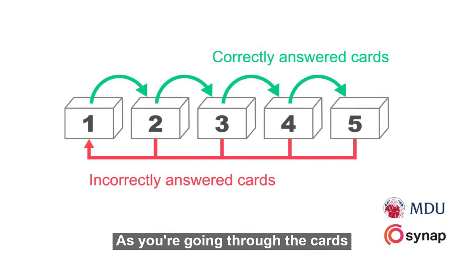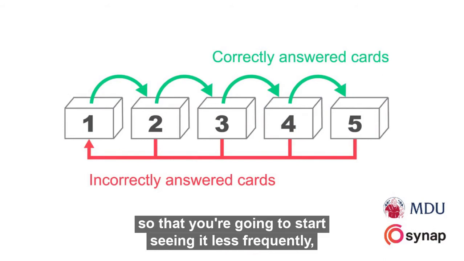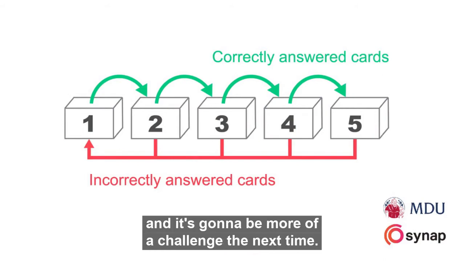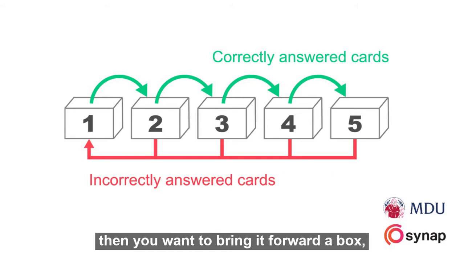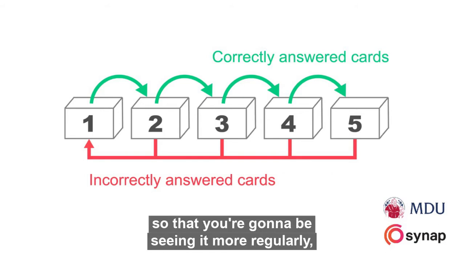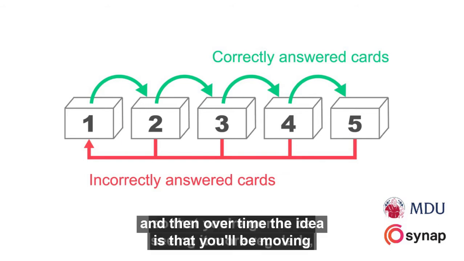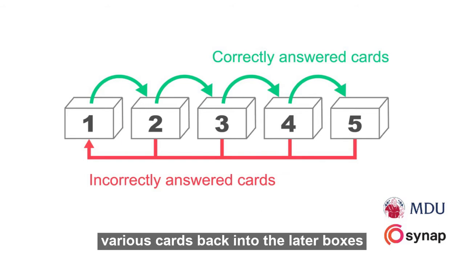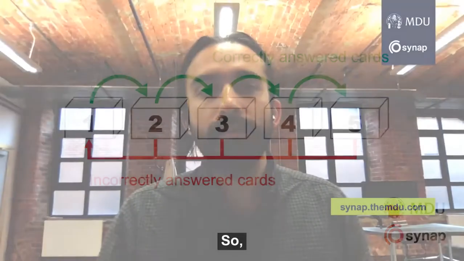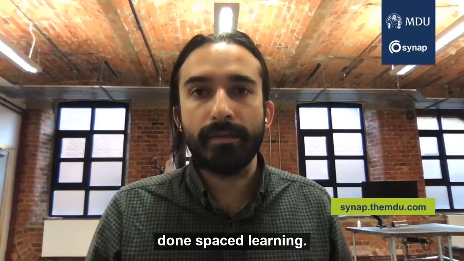As you're going through the cards that you've got to practice, if you answer a question correctly, you want to move it back a box so that you're going to start seeing it less frequently and it's going to be more of a challenge the next time. And conversely, if you get it wrong, then you want to bring it forward a box so that you're going to be seeing it more regularly. And then over time, the idea is that you'll be moving various cards back into the later boxes as you're getting better at them and you need more of a challenge. So that's the way that people have traditionally done spaced learning.